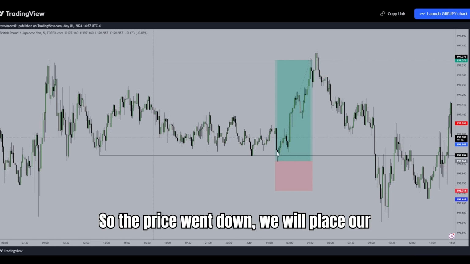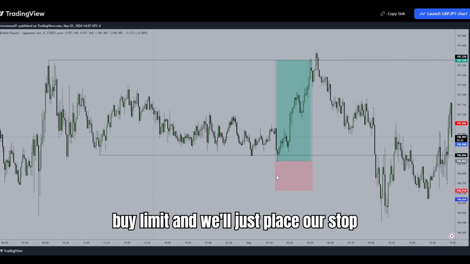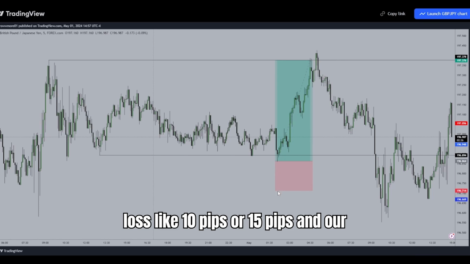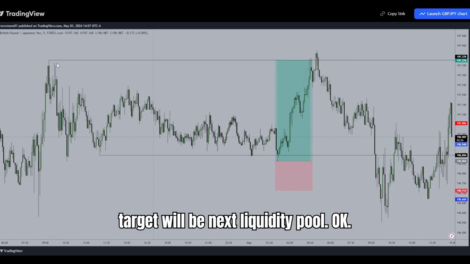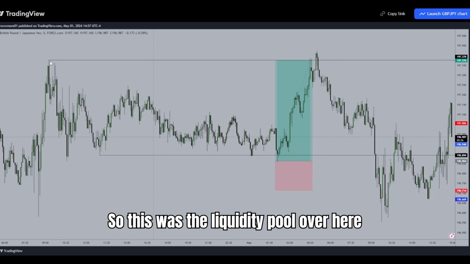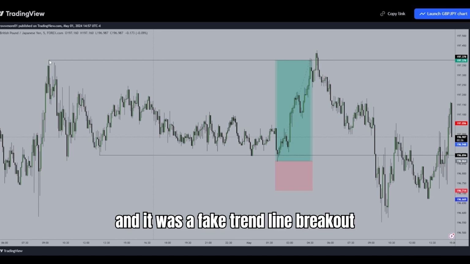So the price went down, we will place our buy limit and place our stop loss about 10 pips or 15 pips, and our target will be the next liquidity pool. This was the liquidity pool over here, and it was a fake trend line breakout also.